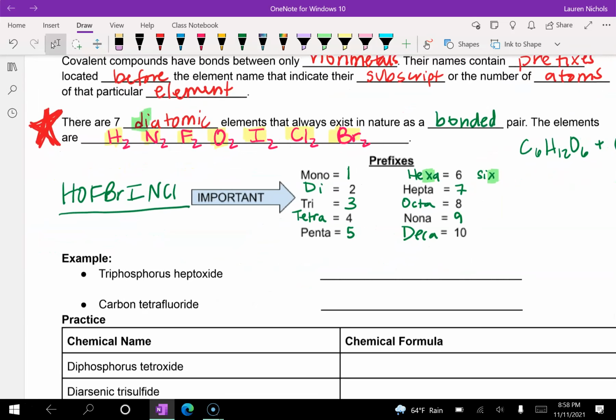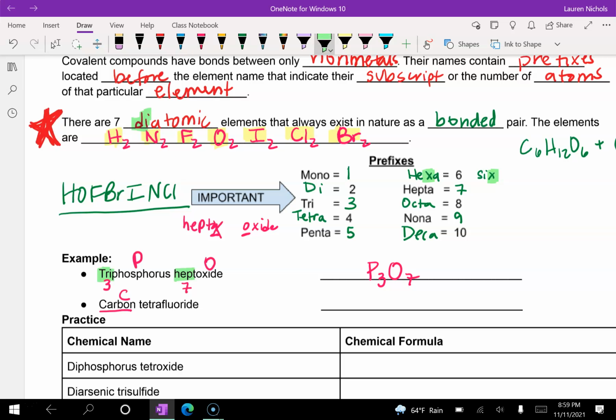And when you are writing covalent formulas, all you have to do is literally look for the prefixes. So for the first one, triphosphorus heptoxide. We know that tri means three and hept means seven. Now, the reason why it doesn't say hepta is, remember, when you have hepta and oxide for oxygen, you have a double vowel, and so the A from the prefix gets dropped. But we know that phosphorus is P and oxide is O, so it's just P3O7.